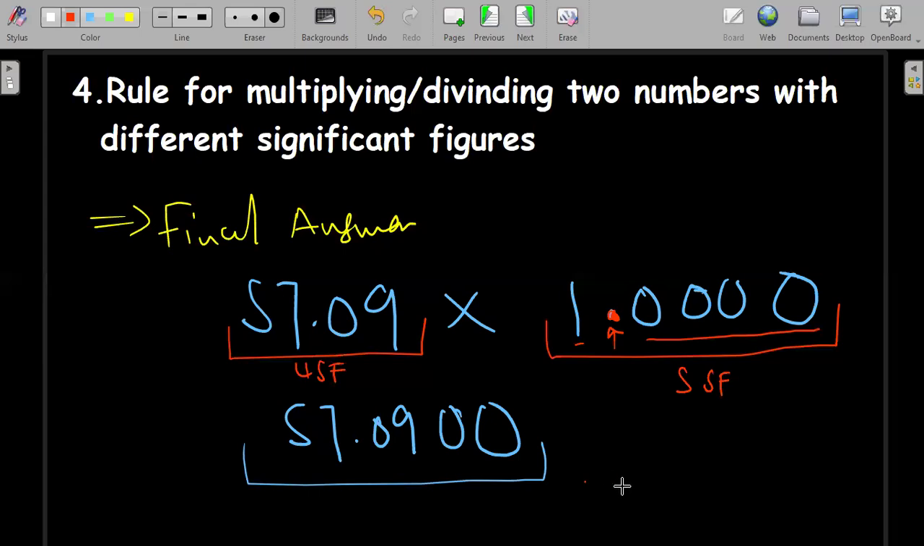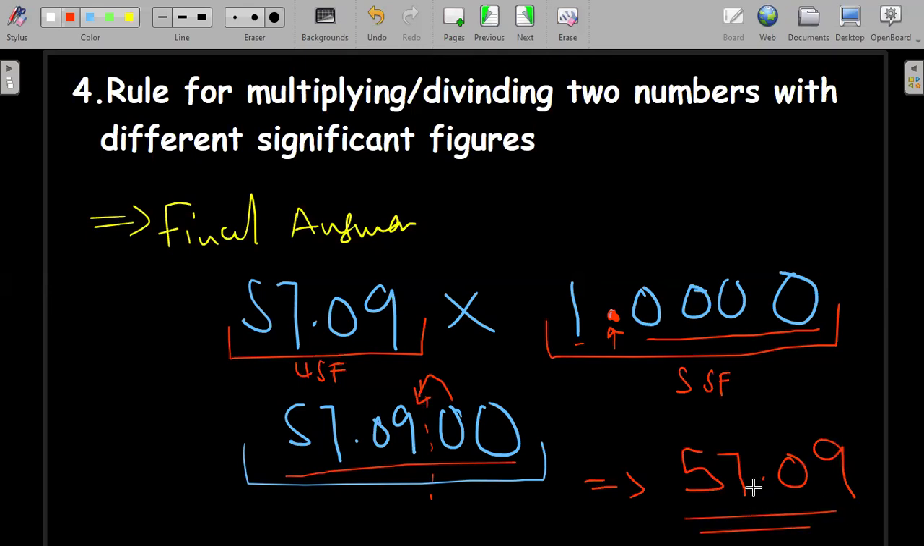So this one is 5, this one is 4. It means our answer should have 4 significant figures. But the way it is, this number here has 6 significant figures, so we need to cut it there. If I round off this 0, it's not going to change anything. So we are still going to remain with 57.09 like that. This here will be our final answer.